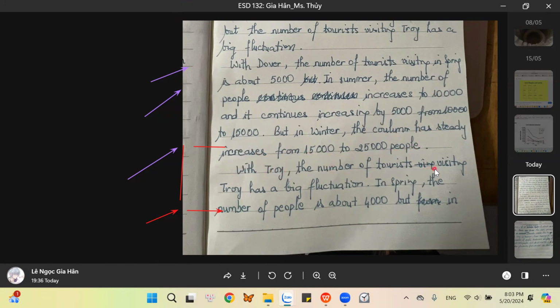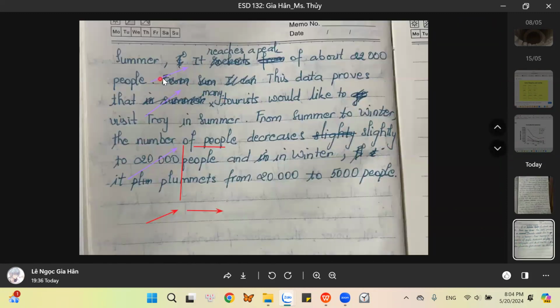In Troy, the number of tourists visiting Troy has a big fluctuation. Don't use the word big. Has magnificent fluctuation. Mấy bạn dùng cái từ magnificent, fantastic nếu mà nghĩ nó tốt, magnificent, fantastic, brilliant, từ vựng đâu rồi, làm gì mà thầy từ biết hoài chán vậy. Fluctuations. In spring, the number of people is about 4,000. All right, but in summer it reaches a peak of about 22,000 people.